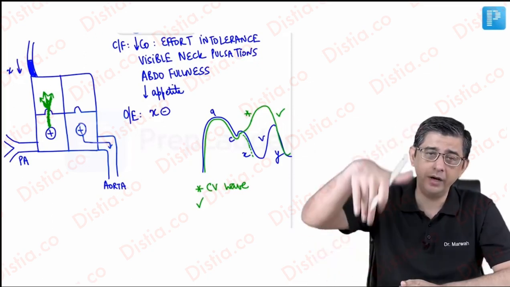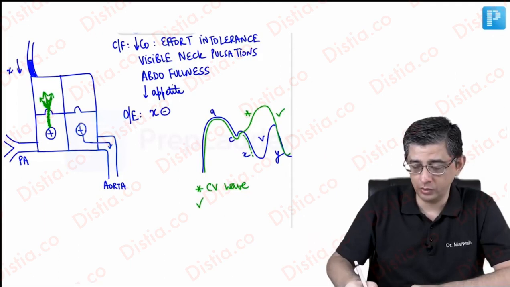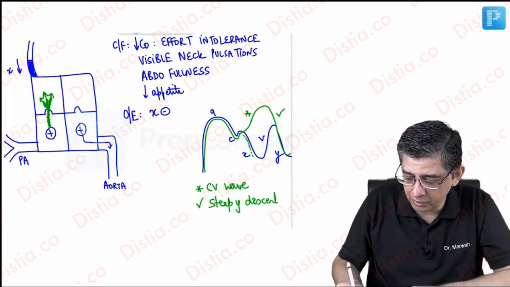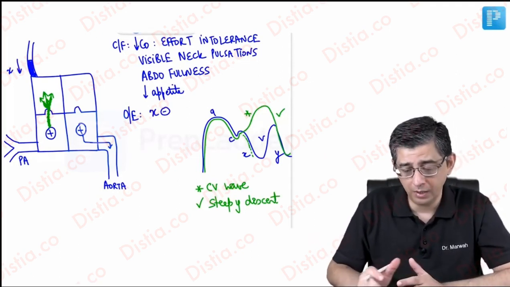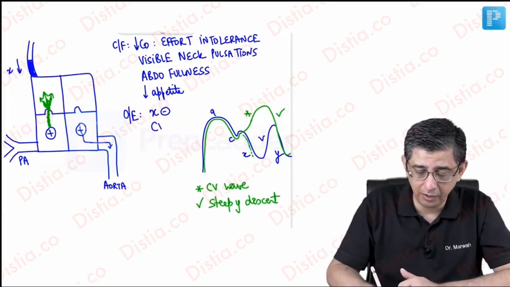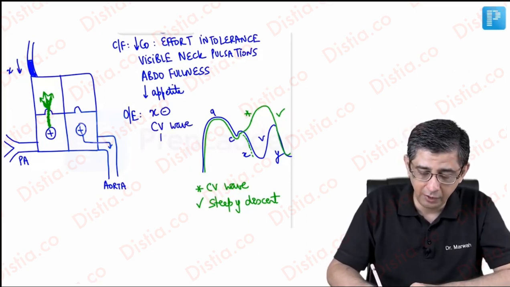And where I have put a tick mark, I can describe this like a roller coaster ride. I mean, if you go up steep, then you fall down steeper also. So where I put the tick mark is what is called a steep Y descent. This description is one of the characteristic words that would help you pick up a question of tricuspid regurgitation.